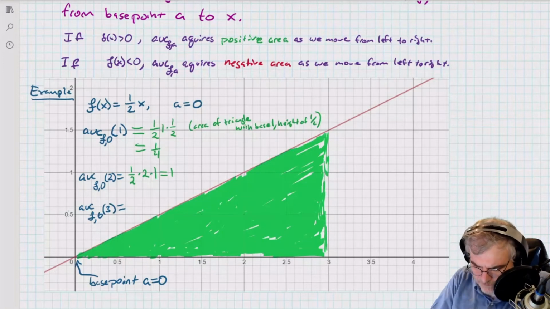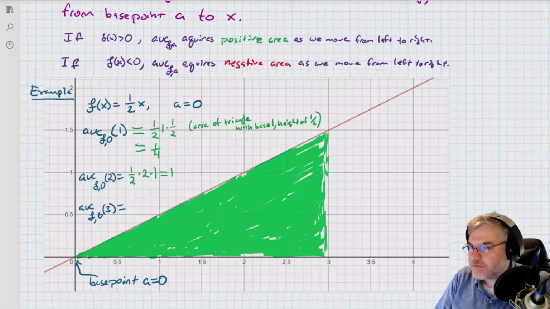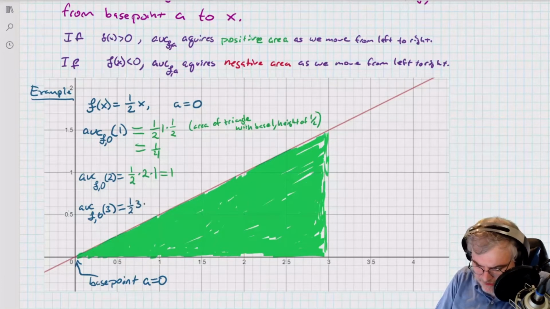Okay, so from 0 to 3, I've swept out one half, the base 3, times the height 1.5. All right, so this is going to be 9/4.